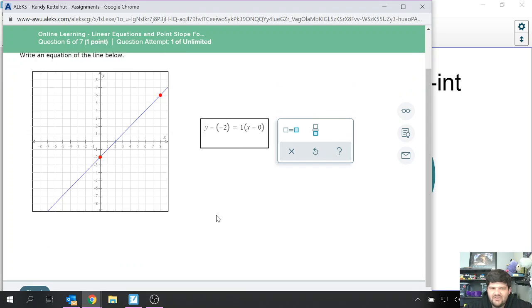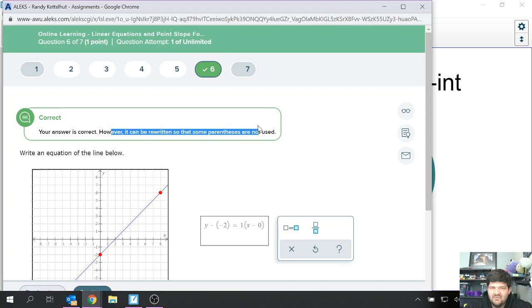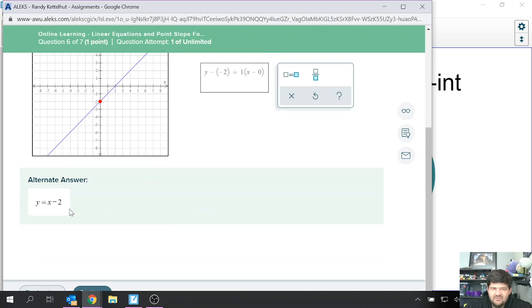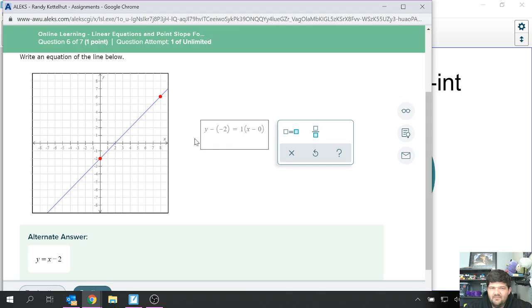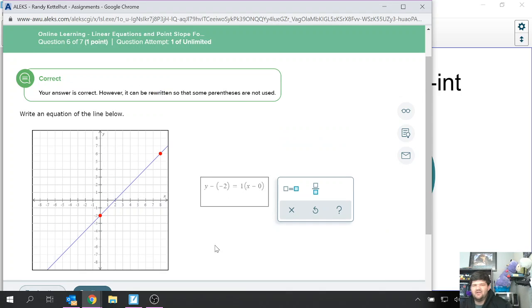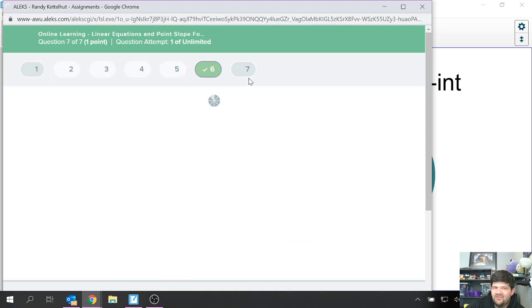Let's actually see if Aleks will take this. I'm fairly certain it won't. Oh, yeah, see? It can be written where some parentheses aren't used. So if you change that, even if you just leave it this way, or if you change this to y plus 2, it'll be fine. You can see what it really wants is slope-intercept form. That's what we tried to do in the notes. It's fine this way. It'll take it.